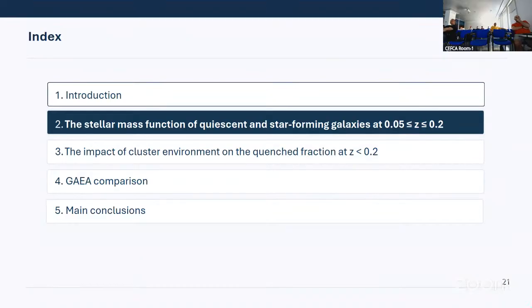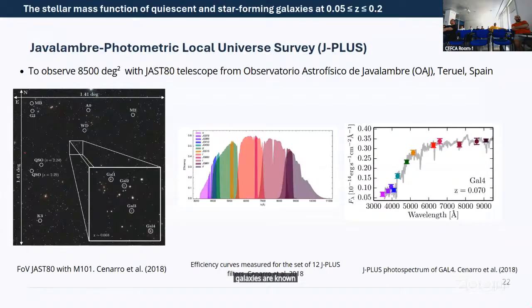I will start now with some methodology and results from the first paper published: the stellar mass function of quenched and star-forming galaxies at low redshift. As I said, we use the J-PLUS survey, as you will know. It has a wide field of view. You can see here an example of the field of view with some galaxies from Sánchez 2019.